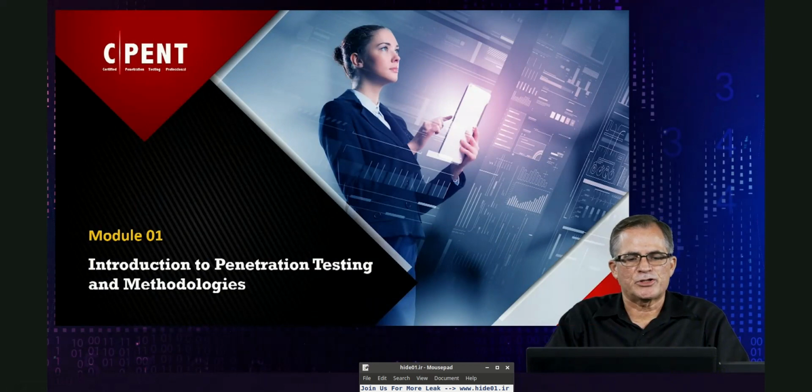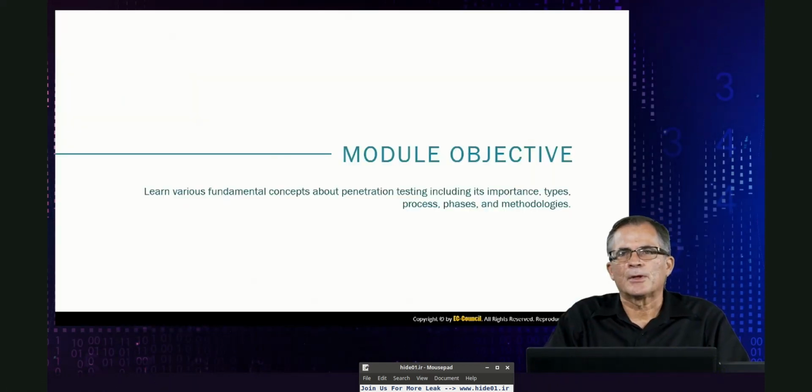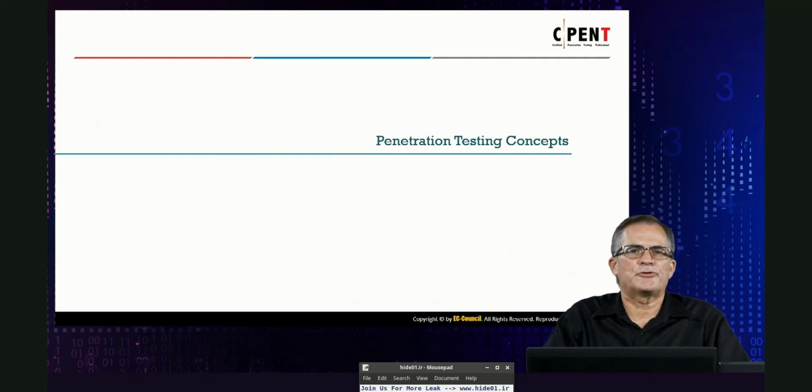Certified Penetration Testing Professional, Module 1, Introduction to Penetration Testing and Methodology. So our objective here is to learn the various fundamental concepts about penetration testing, including its importance, types, process, phases, and methodologies. So the first thing we're going to cover is the penetration testing concepts.